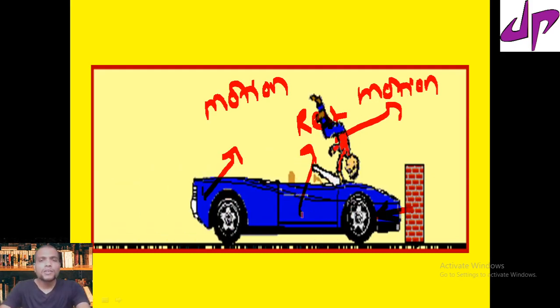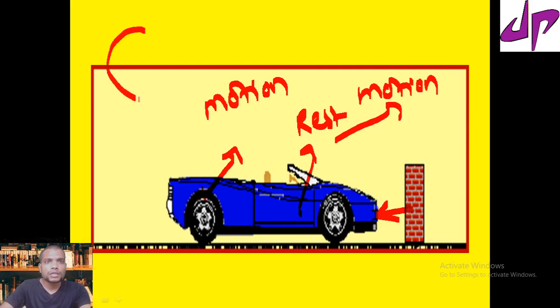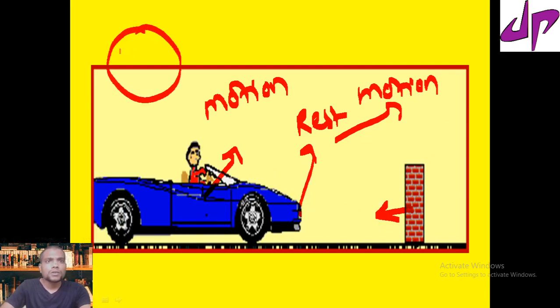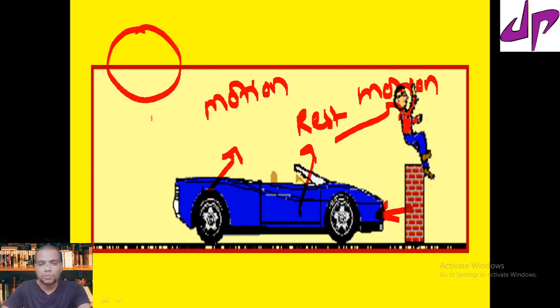Other than this, suppose an object is rotating in a circle, if a ball is rotating in a circle, let me show one more demonstration.